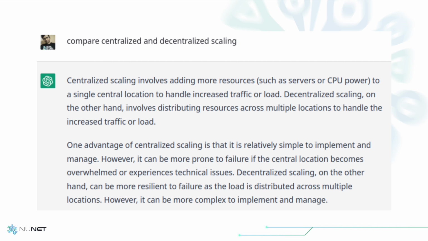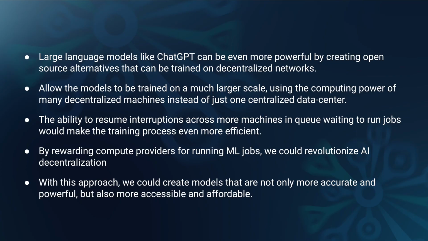and that's what reminds me of NuNet's device management service. We can make it more intelligent to be able to handle such situations, which is under active development. Basically, large language models like ChatGPT can be even more powerful when we are using open source alternatives to it. So they can be trained on decentralized networks. We can allow the models to be trained on a much larger scale using the compute power of decentralized machines instead of just one centralized data center.